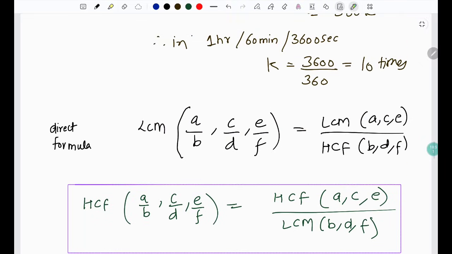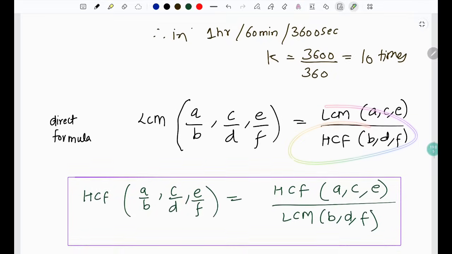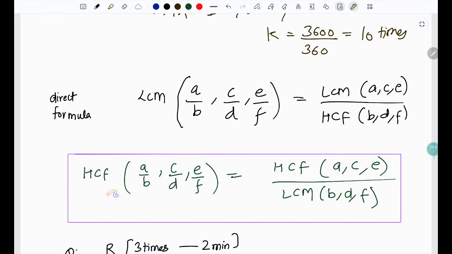So there is another formula which gives us the LCM of things which are in fraction. That is, if we have to find out the LCM of A by B, C by D, E by F, it is equal to the LCM of A, C, E and the HCF of B, D, F. Similarly, when we are finding out the HCF of fractions, the numerator will have the HCF and the denominator will have the LCM, the opposite.